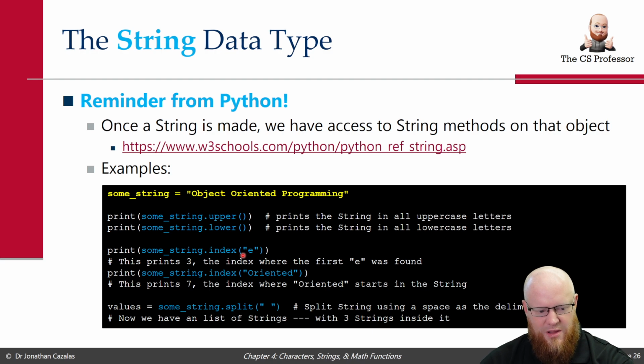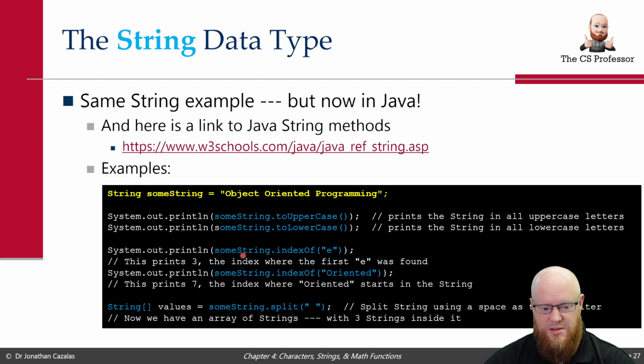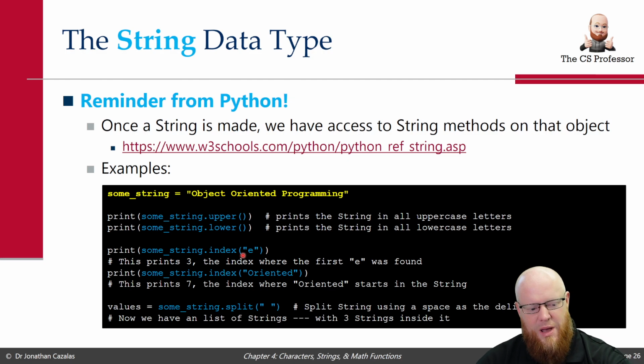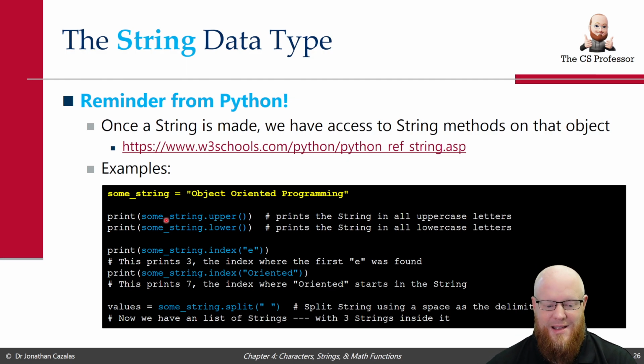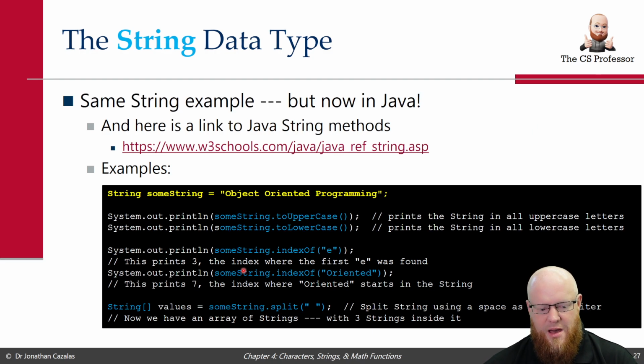Here we have SumString.lower. Here I have SumString.toLowerCase. Here in Python, we have SumString.index E. What that does in Python is it looks for the first occurrence of the letter E, which was right here on the word object, which is at index 0, 1, 2, 3, at index 3. So it will print a 3. That was in Python. Now in Java, it's called indexOf. I like the name of that one better because it's like index of the E. What is the index of the first E? Right here at index 3.